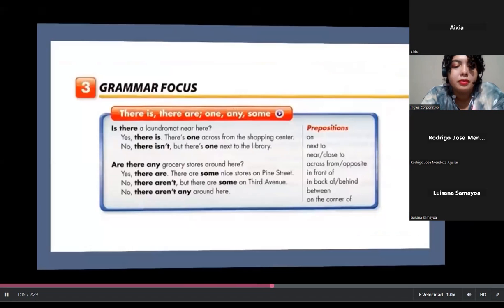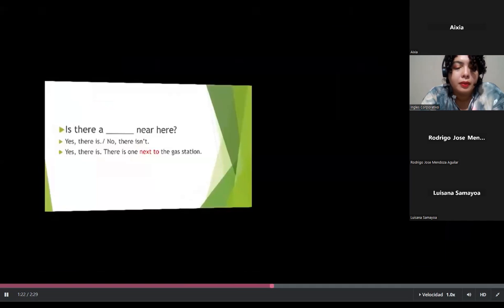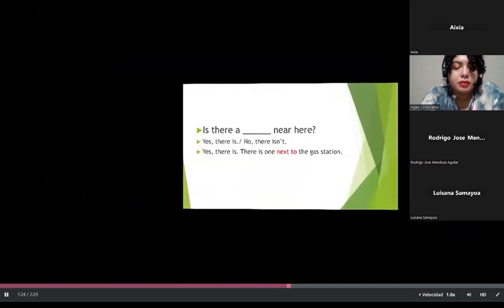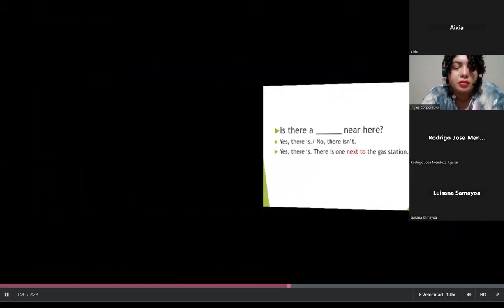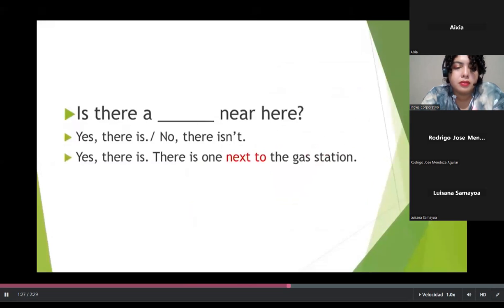If you want to know if there is a place near you, we do it by saying, is there a ___ near here? Of course, the answer will depend on if there is or not. You may answer yes, there is, or no, there isn't. If your answer is yes, there is, you may continue by saying, yes, there is. There's one next to the gas station.